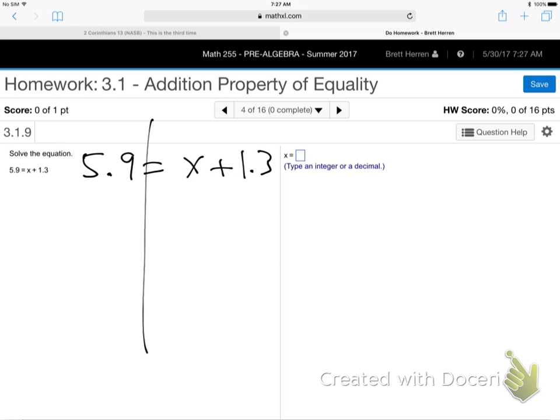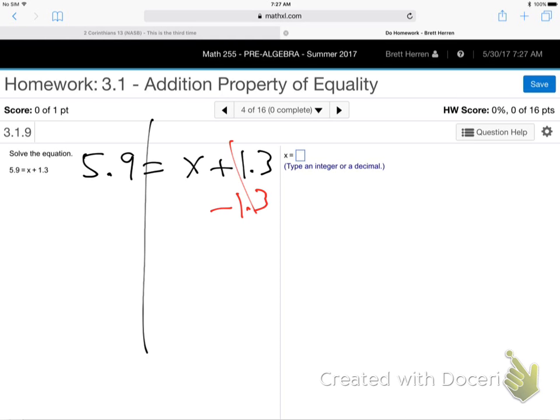So what's next to x? Positive 1.3. Right. So what do we do? Subtract. Right? So don't worry about x left side, right side, whatever. Just wherever x is, go to x, do the opposite. So just subtract 1.3. That'll get rid of that, right?